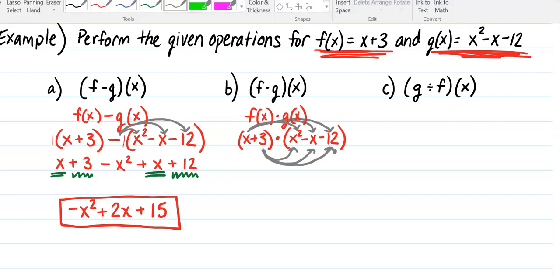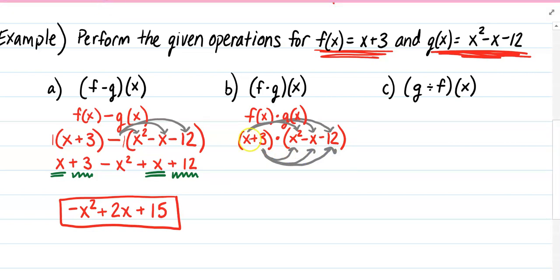Okay, remember distribute means multiply. So I'm really doing x times x squared, that's x cubed. X times negative x is negative x squared. X times negative 12 is negative 12x, and then I'm doing the same thing with the 3. 3 times x squared is 3x squared. 3 times negative x is negative 3x. And 3 times negative 12 is negative 36.